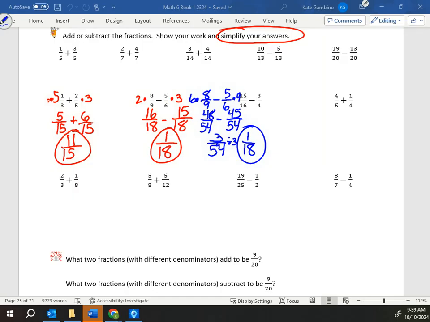But 3 over 54 is a little bit harder to simplify. So sometimes you want to see, is there a smaller number, a least common multiple, that both of those denominators should go into? So I don't have to do that simplify. Because on the test, if you put 3 over 54, are you going to get it right? No, because you have to simplify.